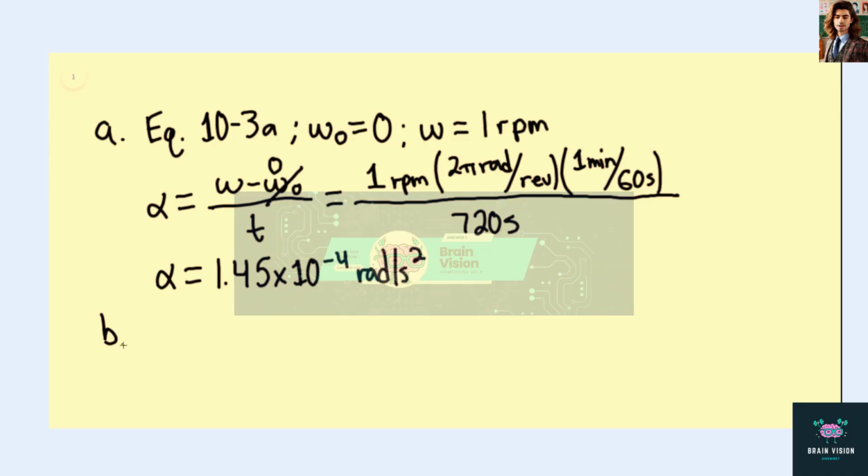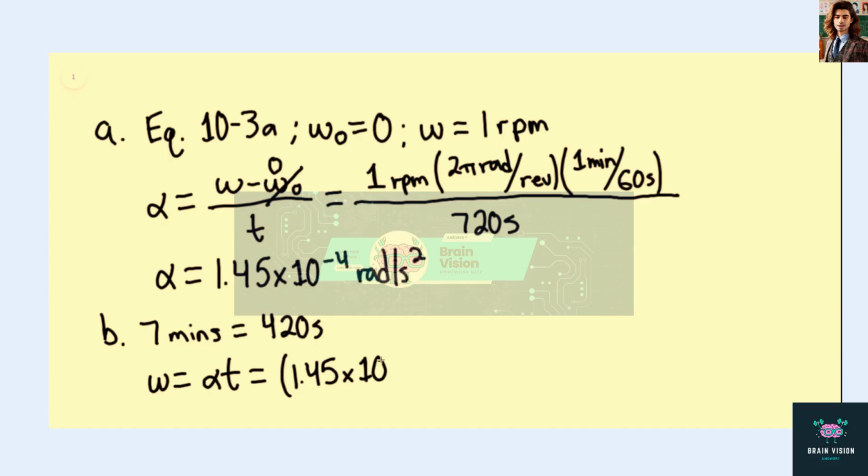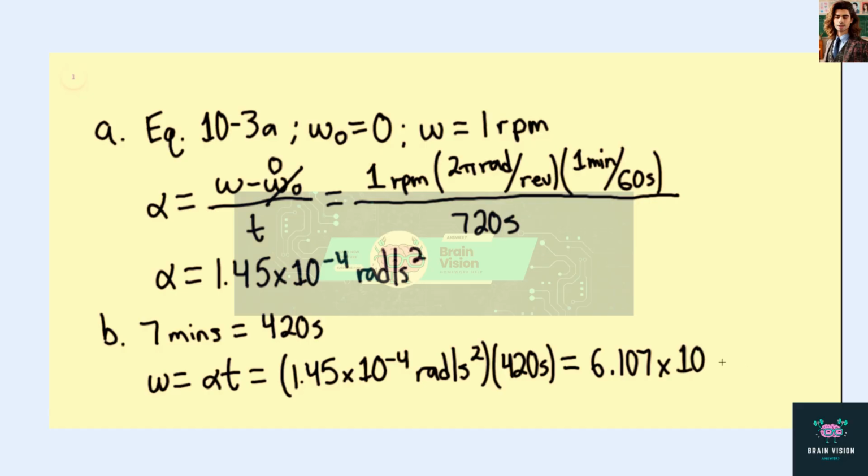So for part B, after 7 minutes, or 420 seconds, the angular speed omega would be equal to the initial angular speed, which we know to be 0, plus alpha times t. So this would be 1.45 times 10 to the -4th radians per second squared, multiplied by 420 seconds. This gives us 6.107 times 10 to the -2nd radians per second.